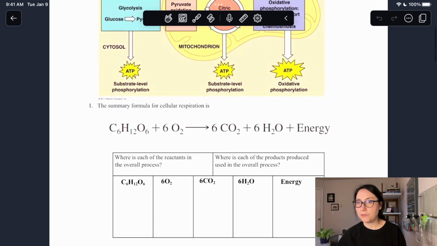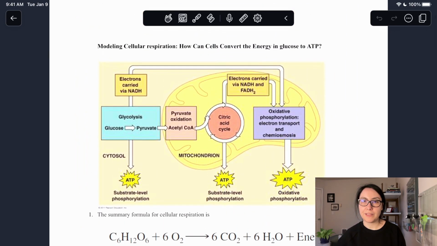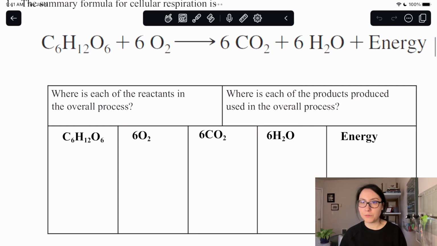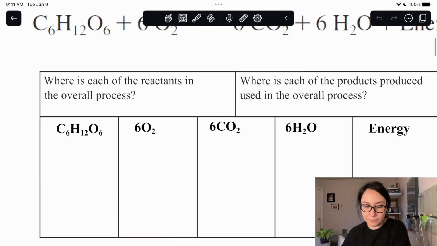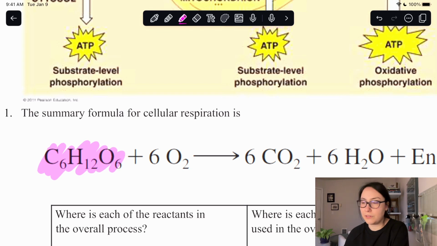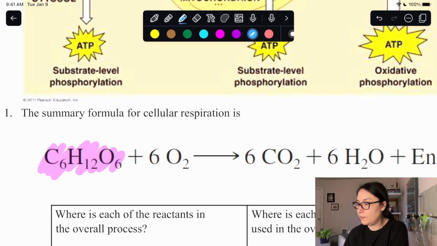So as we go through the worksheet, we'll actually be answering what's happening in this big graph up here. So let's break out some pens or pencils or markers or erasable pens, or in my case, this Apple Pencil. We'll start answering each one of these questions here. So first one is asking, where is each of the reactants in the overall process? So this right here tells you what the reactants are. C6, which is your glucose, and then you have your O2, which is the other reactant.